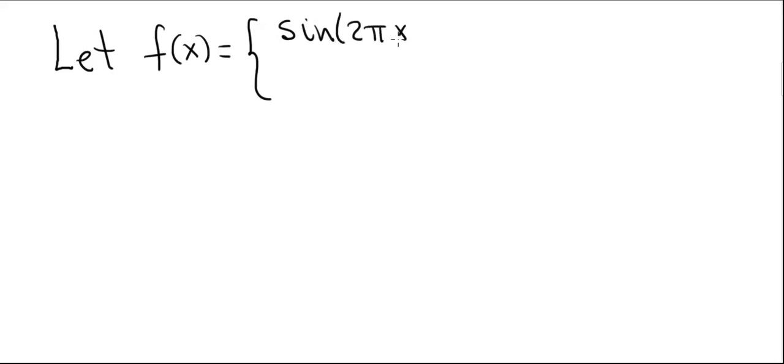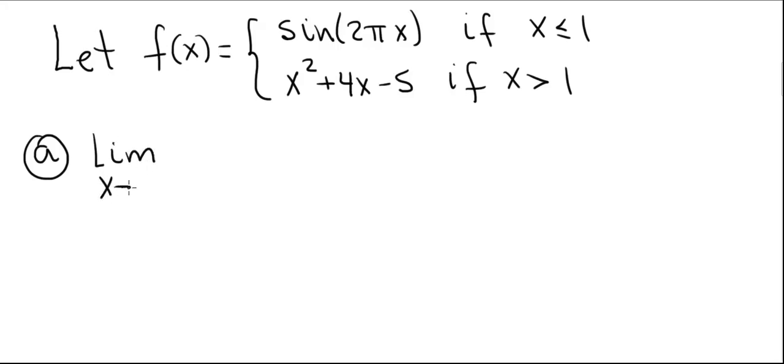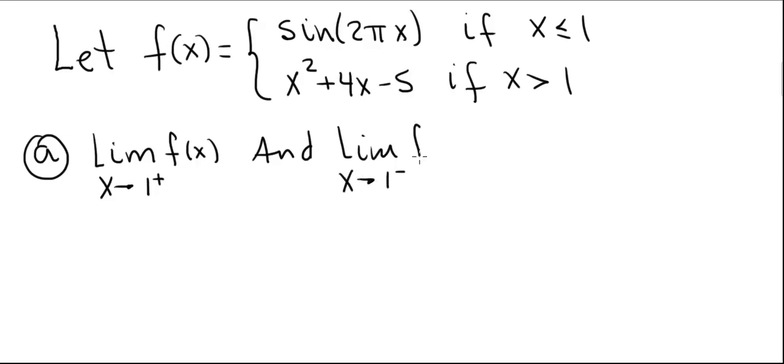Let f of x be the piecewise function defined by sine of 2 pi x if x is less than or equal to 1, and x squared plus 4x minus 5 if x is greater than 1. In part A, we want to evaluate and compute the limit as x approaches 1 from the right of f of x and the limit as x approaches 1 from the left of f of x.